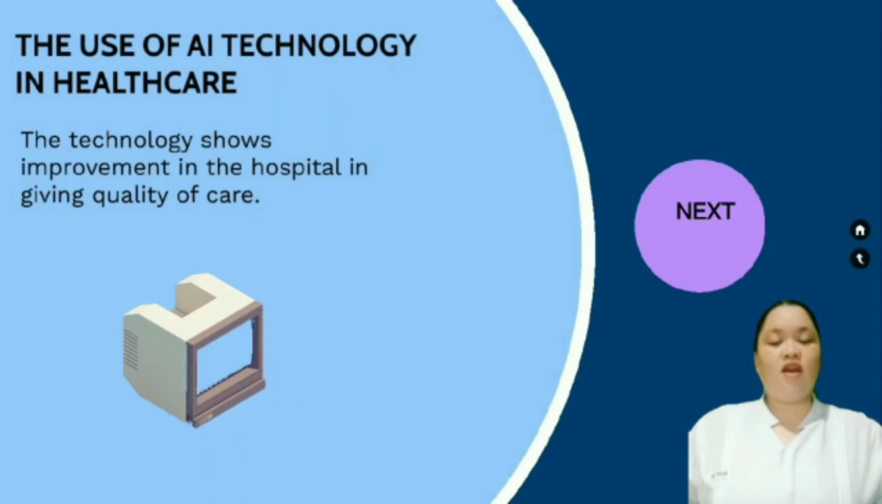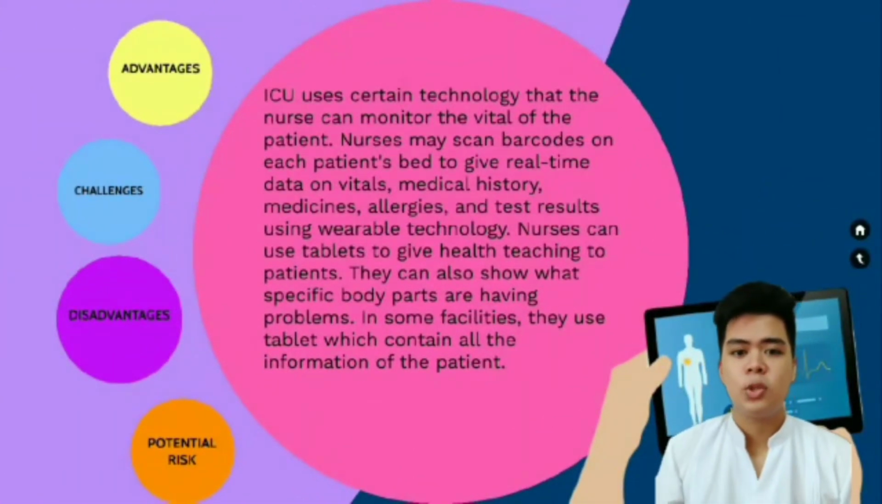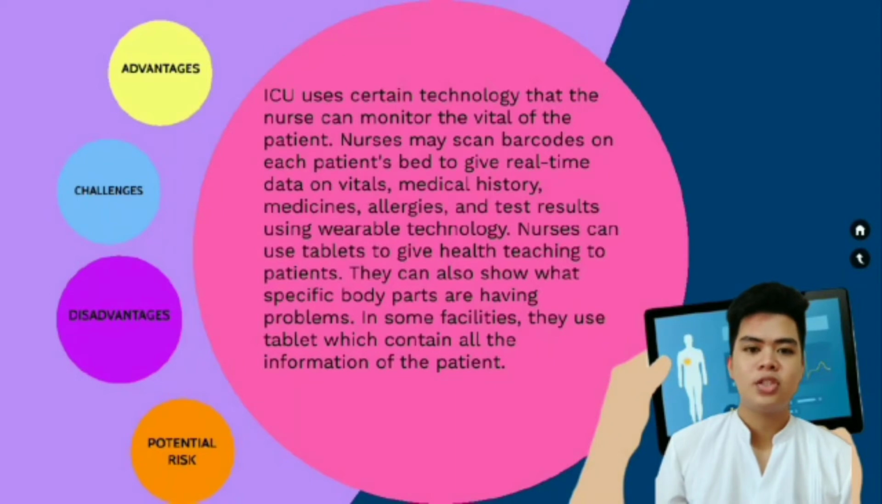In an article of the AMA, one example of technology that helps nurses is genetics and genomes. Advent Health Professional published an article on how technology can improve patient care and nurse quality. Technology also helps students who cannot afford expensive books through the internet, where they can download them for free. Besides, there are videos that summarize the whole book or even the different systems of the body. AI technology is pushing the boundaries of machine-enabled functionalities, resulting in tons of opportunities and advantages that can lessen human workloads.